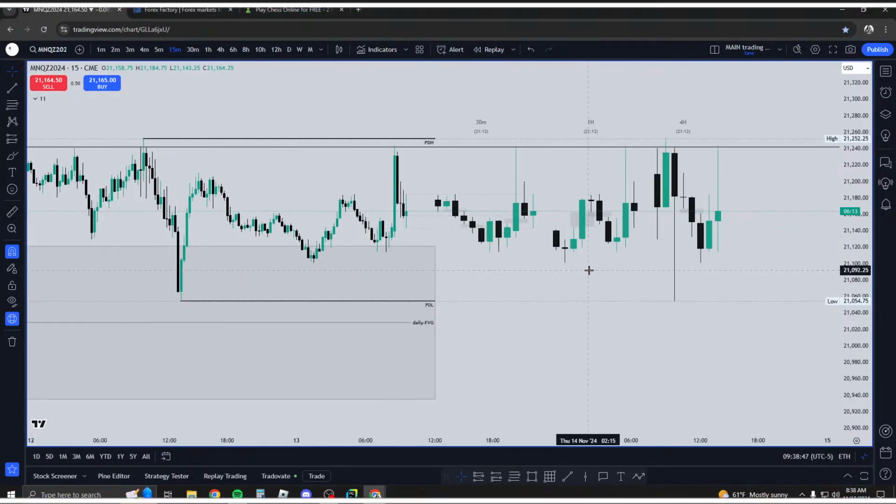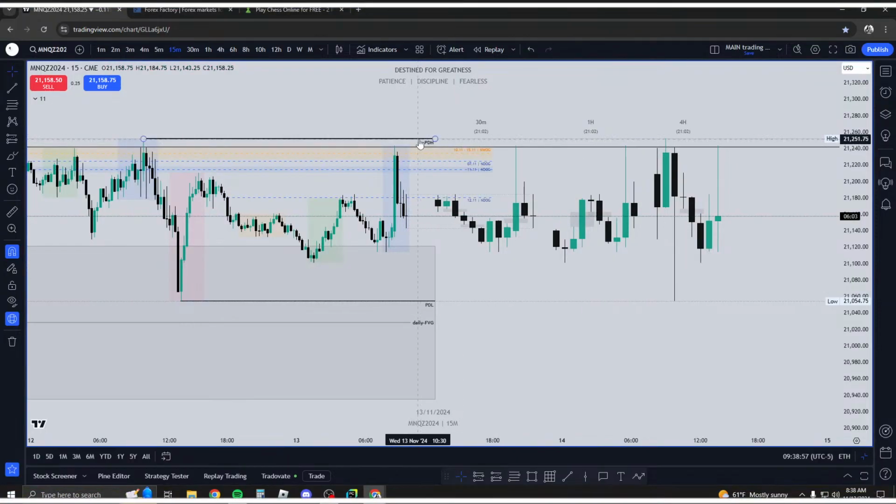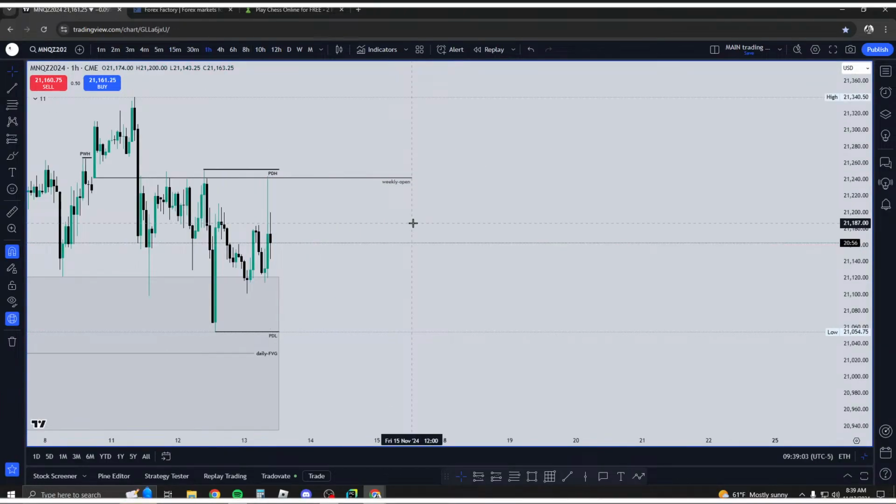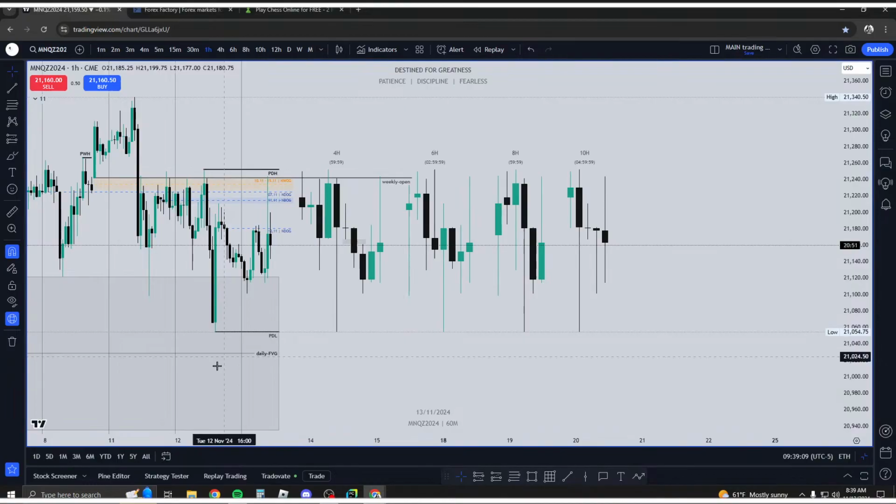My bias for today is I want to see how price reacts with CPI. I mean, we traded above the weekly open. We couldn't even take out previous day high, and we just started to trade back lower. So my morning objective would be given to me once we close on the 4-hour candle and 8-hour candle.